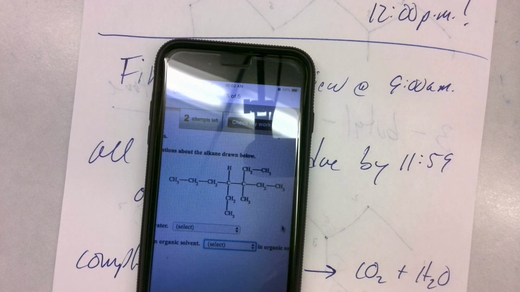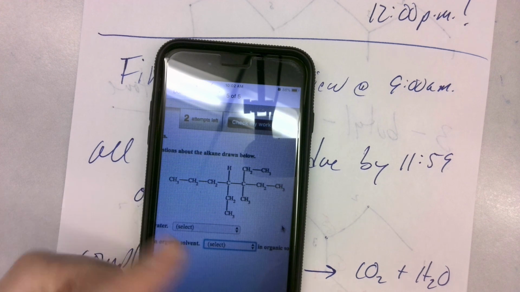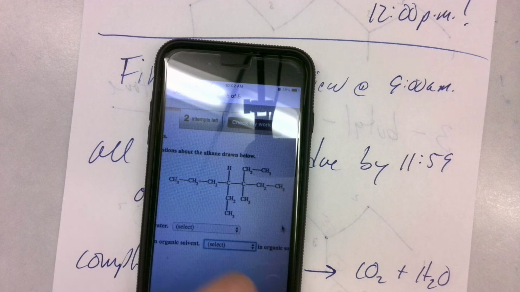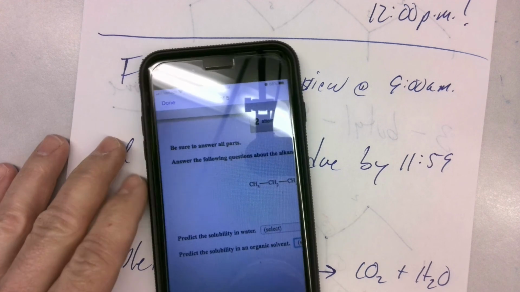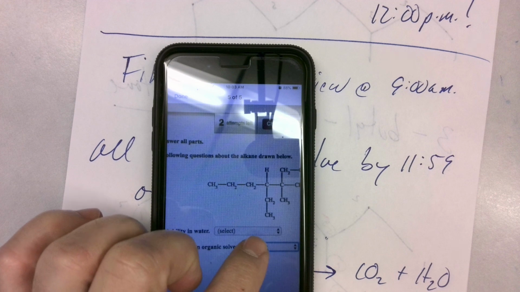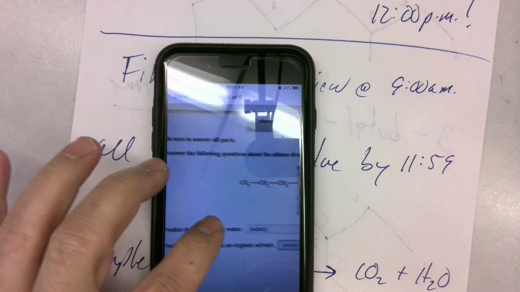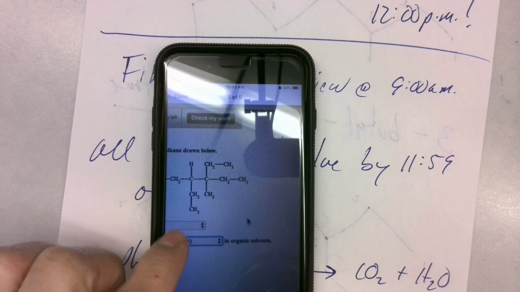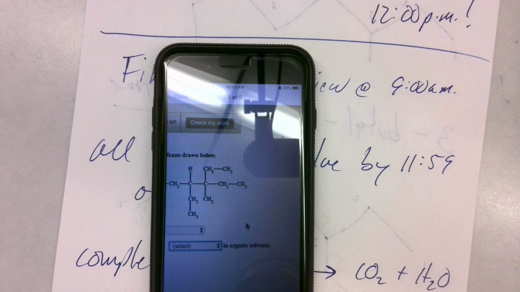Now, if it was an organic solvent, like fingernail polish remover, then it would be soluble, but it wouldn't be in water. So it says predict the solubility in water, that would be no. Then it says predict the solubility in an organic solvent, that would be yes. Does that make sense? Yeah. Okay.